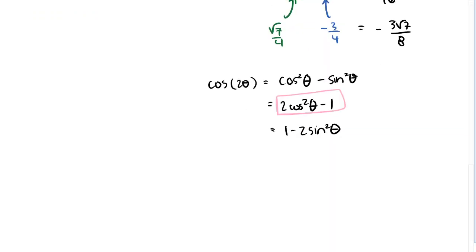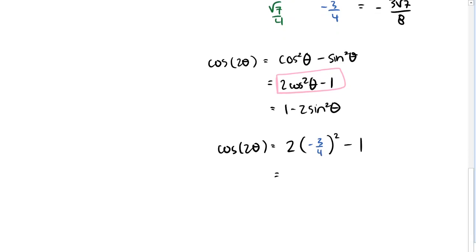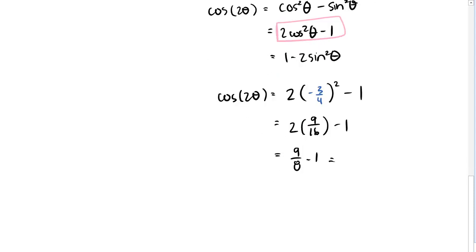And so here in this case, cosine of 2 theta is equal to 2 times cosine squared of theta. Well, cosine of theta is negative 3 over 4. We're going to square that and subtract away 1 after doubling it. So this is 2 times 9 over 16 minus 1. This is 9 over 8 minus 1. This is 1 over 8. Right, so if I subtract away 8 over 8, I'm just left with 1 over 8.